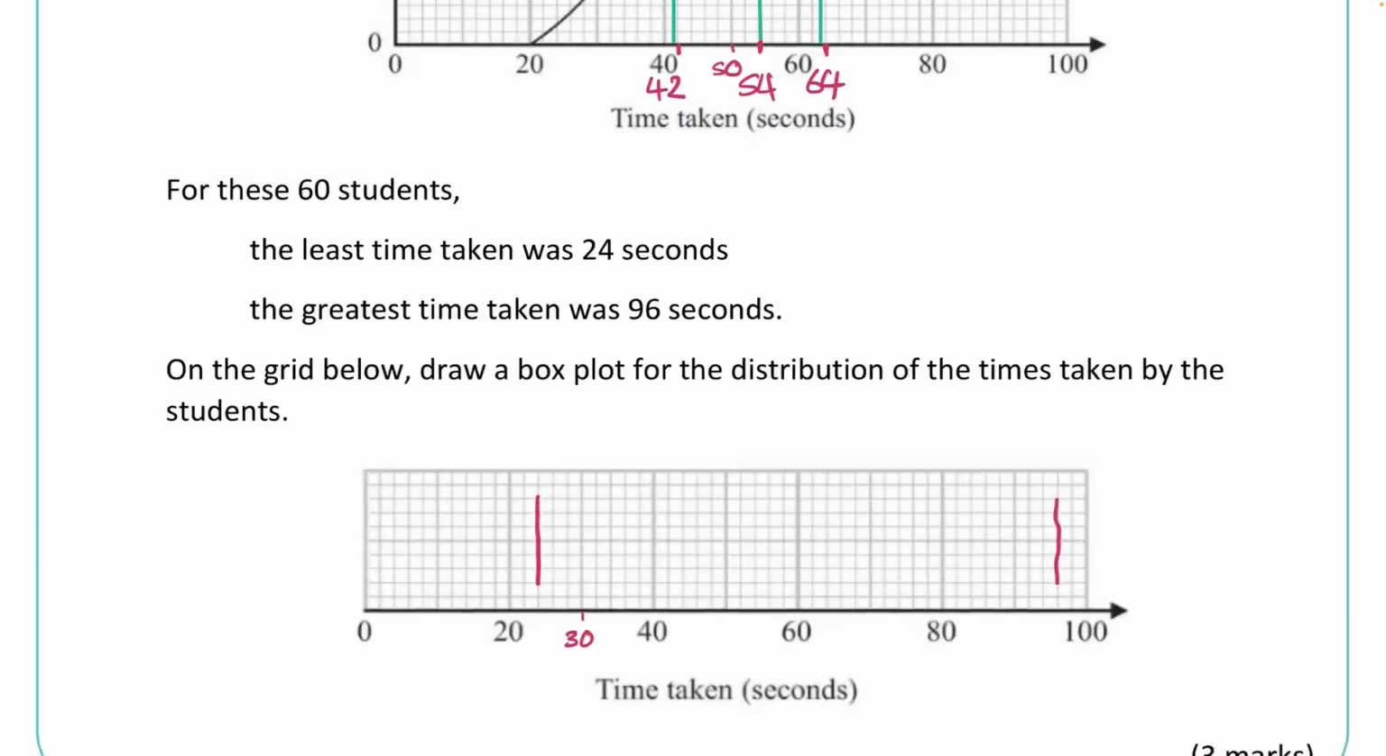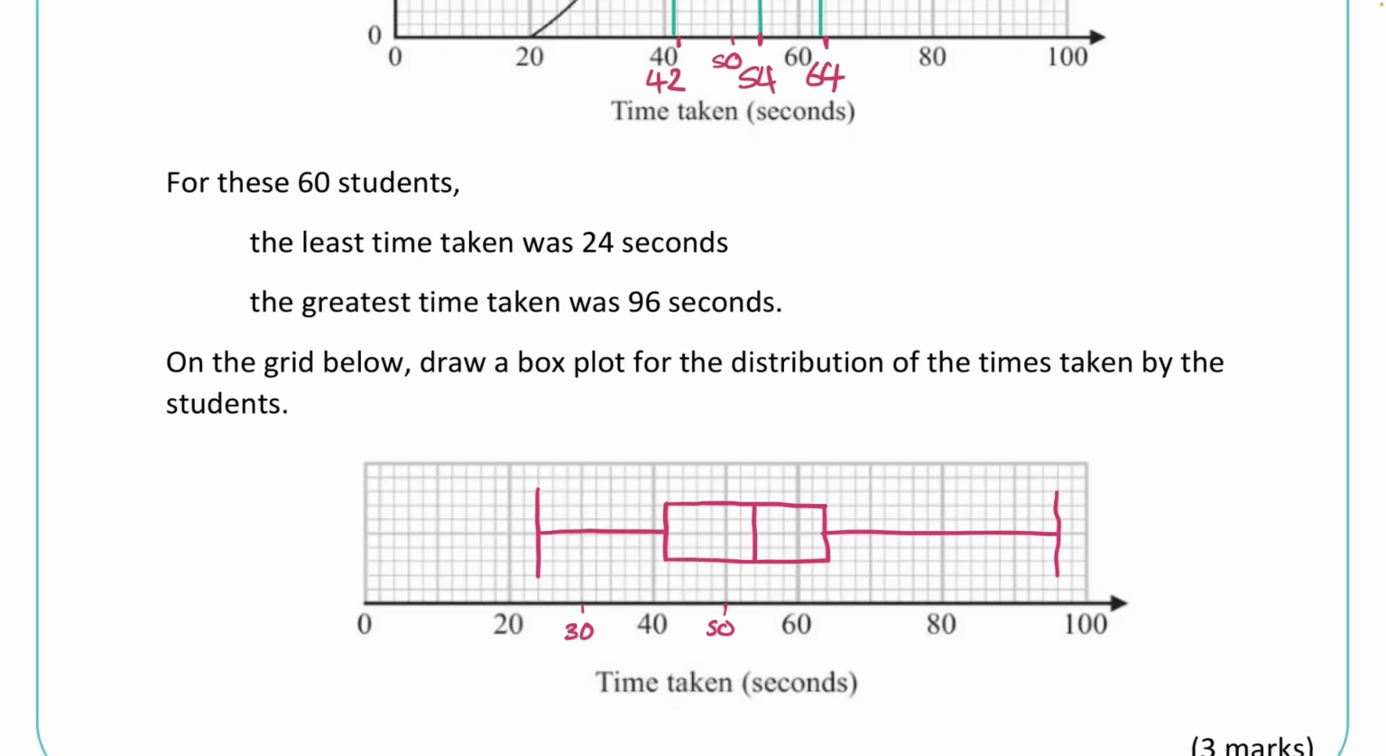So we can now draw this box plot. We have 42, so that would go just here. We have 54, so 50 is just here, 2 squares after that, so 54. And then we also have 60 and 2 squares after that, so 64. There we go, we can join these up. That makes my box, and then we have these long parts on the outside. And there we go, there is my box plot.